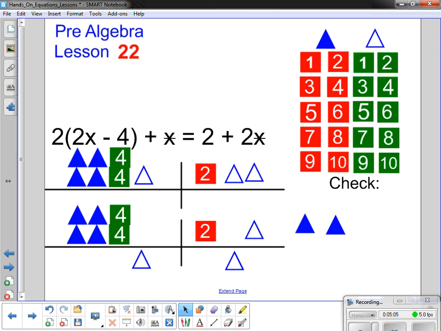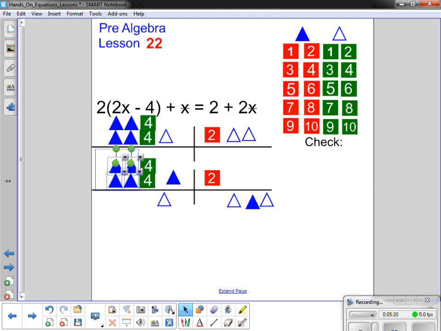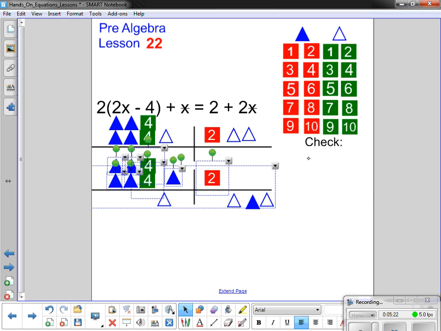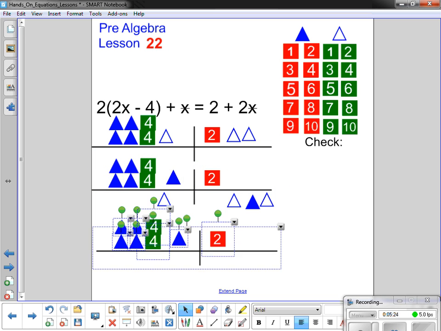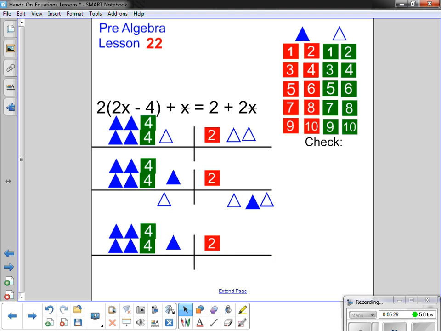So I'm going to take and add an x to both sides. By adding the x to both sides, I'm able to move these two off. Okay? So I move those two off. So now I have this situation right here. So if I bring that down, okay, so now I have these 4s here that I want to deal with.